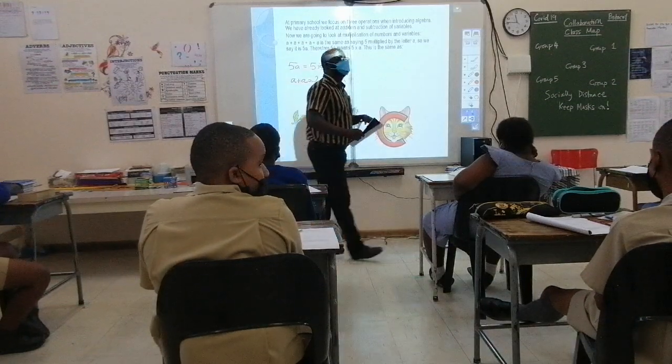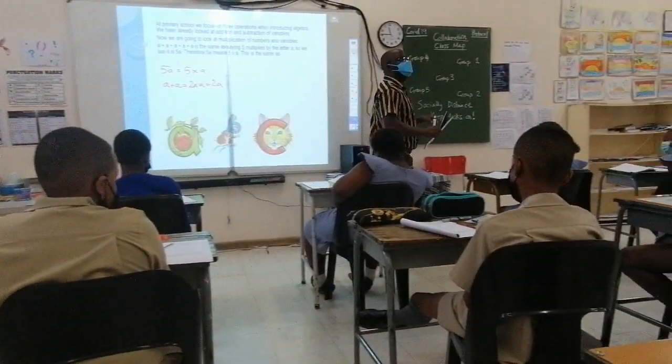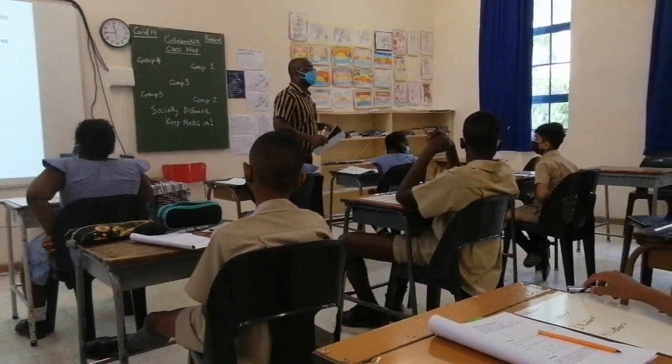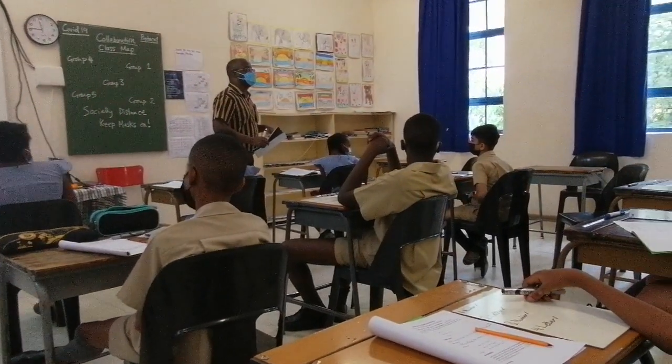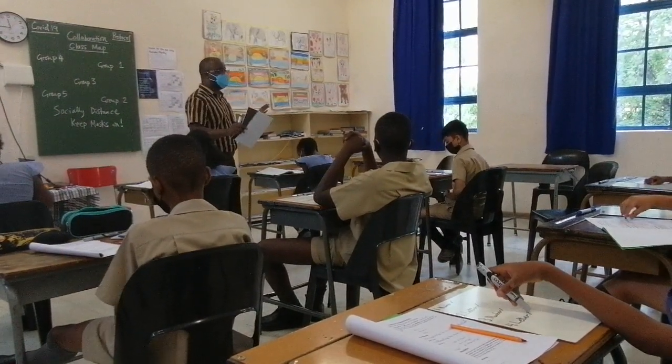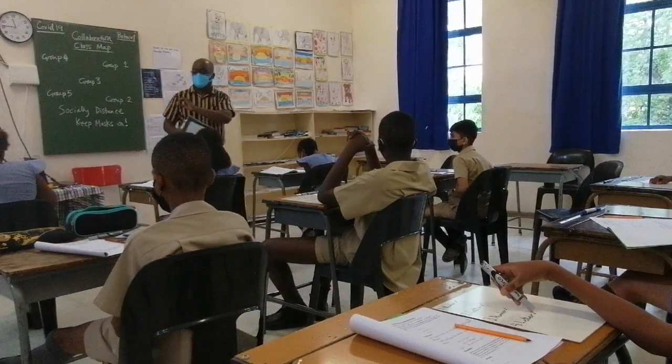So does that mean if there's a 5a and then there's no symbol nearby, like addition, that means you multiply? Yes, it does. It actually means every time you have 5a, it's always multiplied. It means 5 times that.